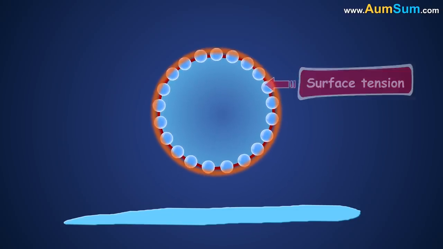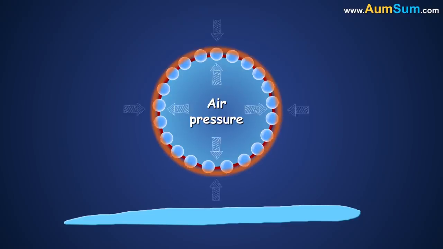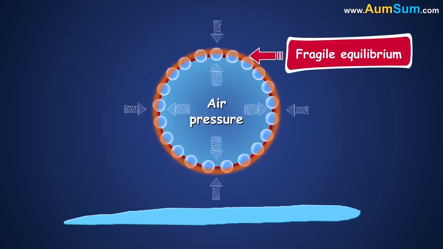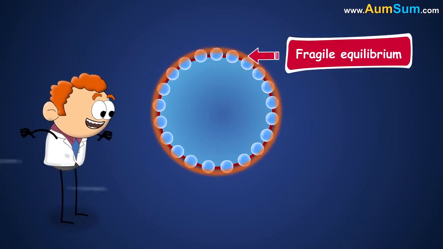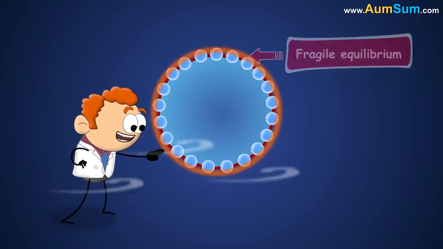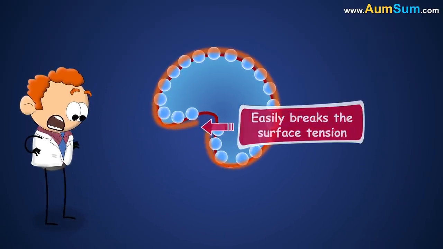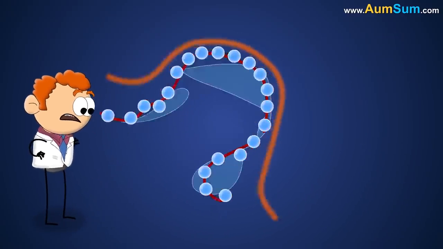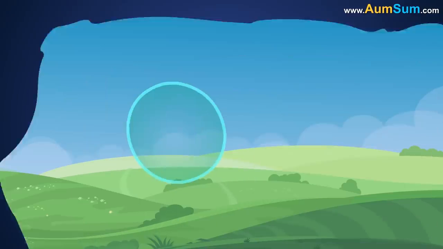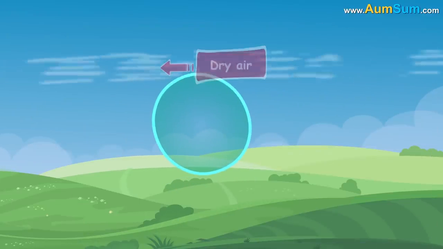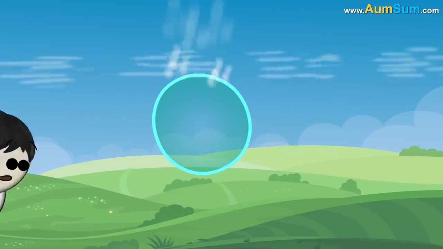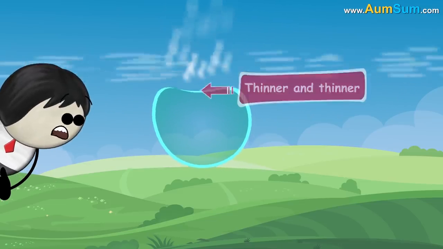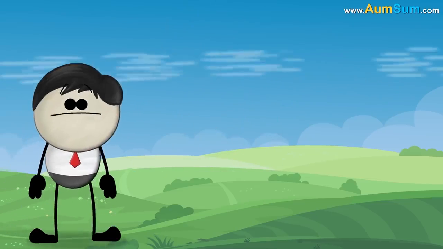This surface tension, along with the air pressure from inside and outside the bubble, creates a fragile equilibrium and keeps the bubble from popping. However, since the equilibrium is fragile, just a gust of wind or our dry finger easily breaks the surface tension, thus breaking the tenuous layer and causing the bubble to pop. Besides this, dry air also causes the water to evaporate from the tenuous layer. Hence, it gradually gets thinner and thinner, and eventually, the bubble pops.